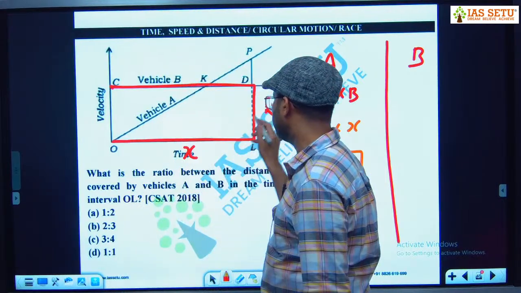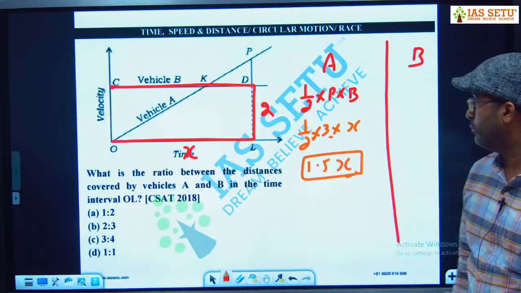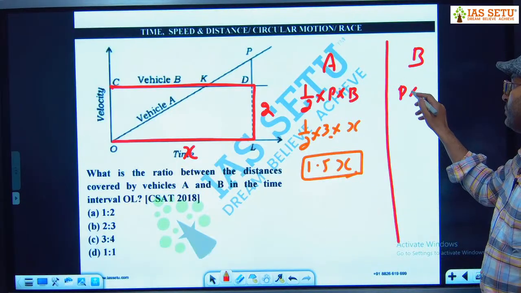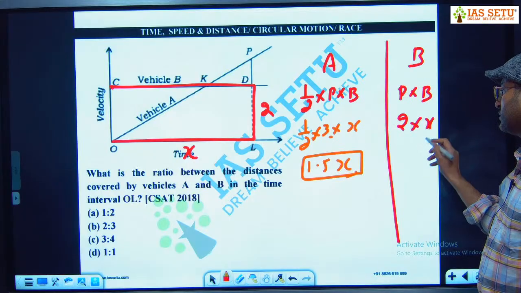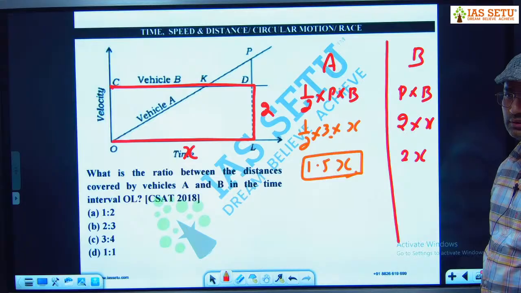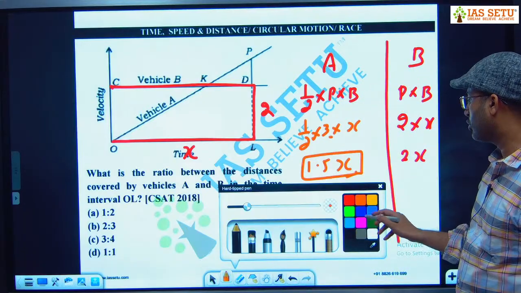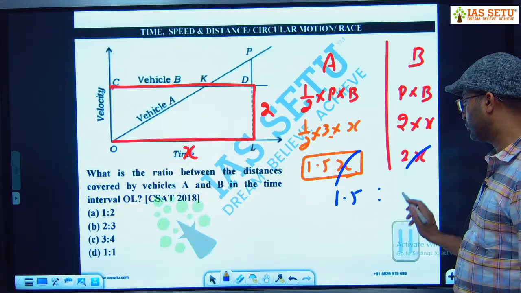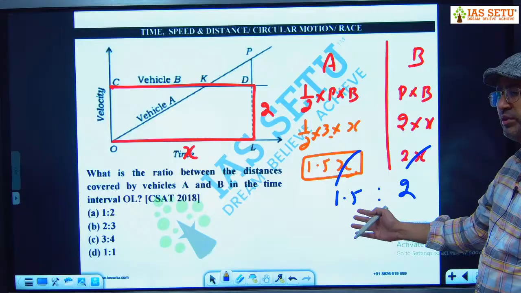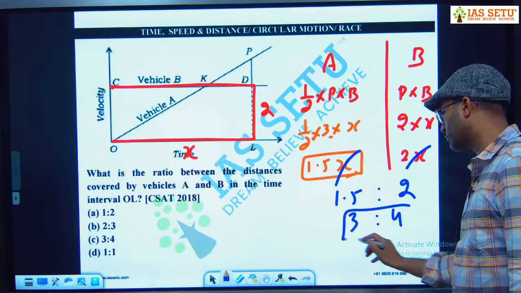Where it is x, it is 2. What is area of rectangle? Perpendicular into base. इसका एरिया होता है perpendicular into base. What is perpendicular? What is base? x. It is 2x. x से x कट जाएगा क्योंकि कांस्टेंट है ना, तो 1.5 is to 2. How to simplify? Multiply with 2 on both sides, it will become 3:4.